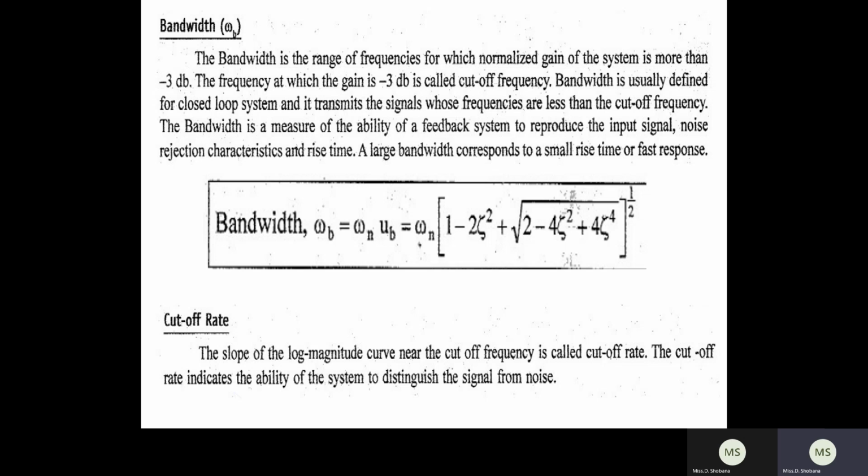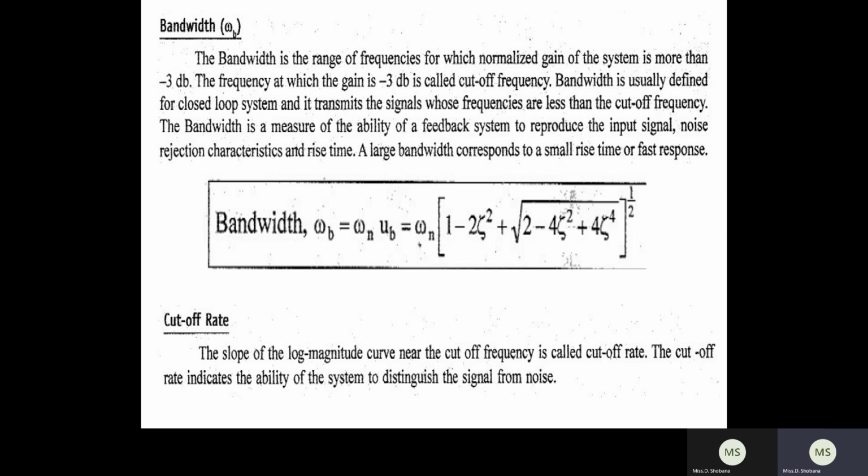These are the various important things about bandwidth. Bandwidth is always denoted as omega b, which is nothing but omega n into [1 minus 2 del square plus root of 2 minus 4 del square plus 4 del power 4] whole power 1 by 2. So this is about the bandwidth.